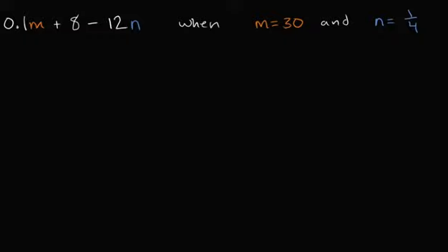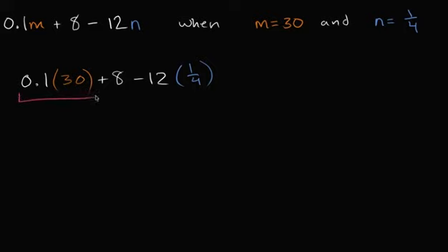So this is going to be equal to 0.1 times m, which is 30, times 30, plus 8 minus 12 times n, where n is 1/4. So what is 1/10? This right over here, 0.1, that's the same thing as 1/10 of 30. Well, 1/10 of 30, that's going to be 3. So this part is 3.